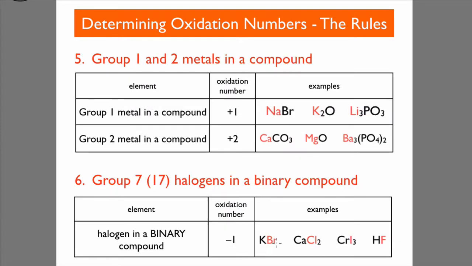For the group 1 and 2 metals in a compound, group 1 metals have an oxidation number of +1, group 2 oxidation number of +2, so that's nice and easy to remember. Similarly, the group 7 compounds, halogens in a binary compound, the oxidation number is -1. Okay.